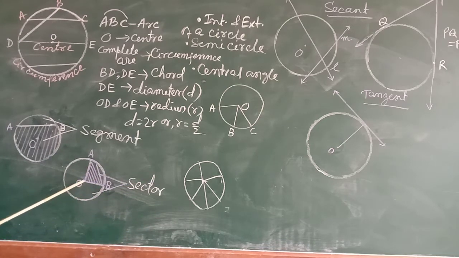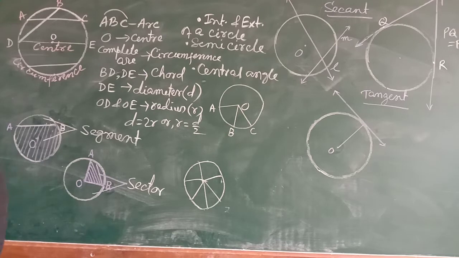See here, two radii are there, OA and OB. This has divided the circle into two parts. You see, this part is the shaded part and the unshaded part. This part is also a sector, this part is also a sector. Could you understand? So this is the sector.